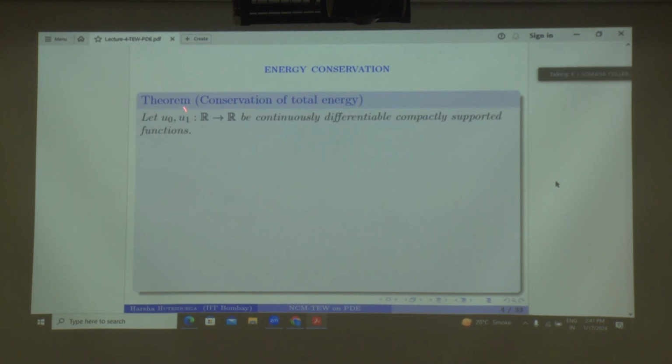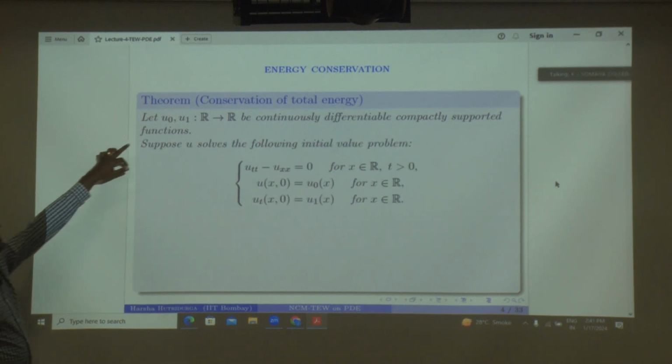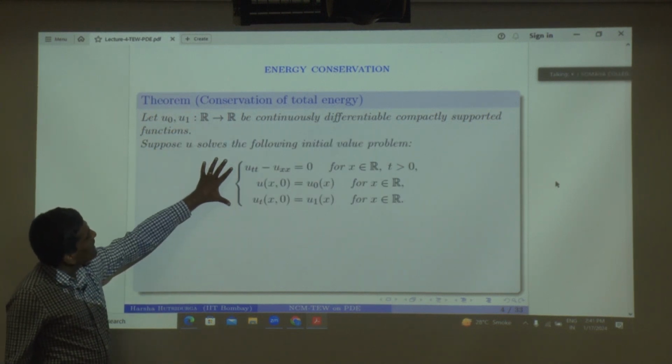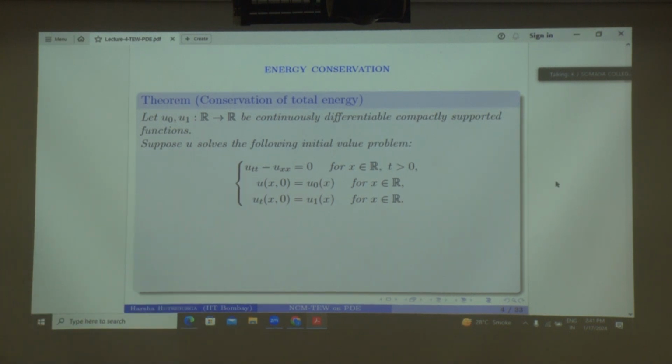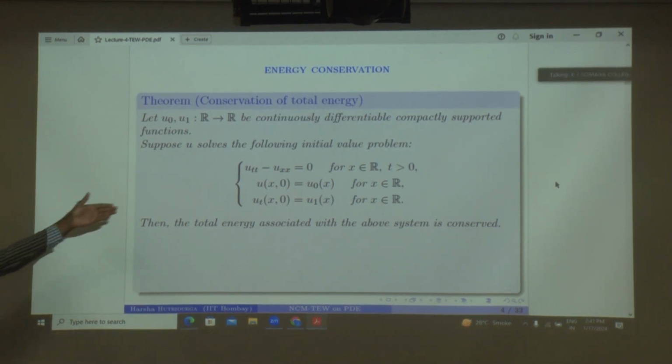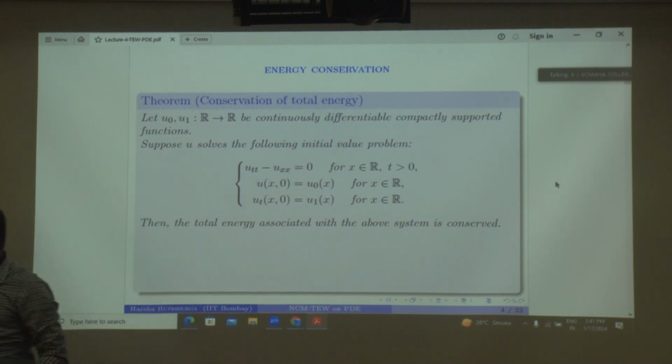So let us start with two nice compactly supported data, u0 and u1, which go into your wave equation initial value problem. And taking these two functions as data, you suppose that there is a solution u to this initial value problem, which solves the wave equation with this data. Then you consider the total energy associated with that system. By that I mean you are essentially considering that integral, that E of t.